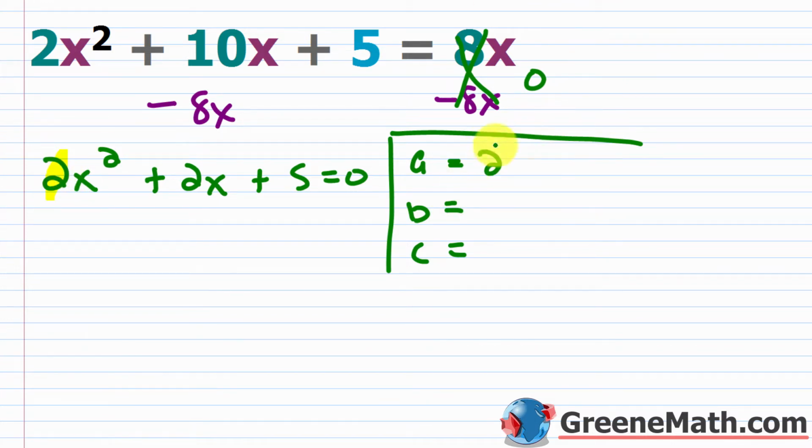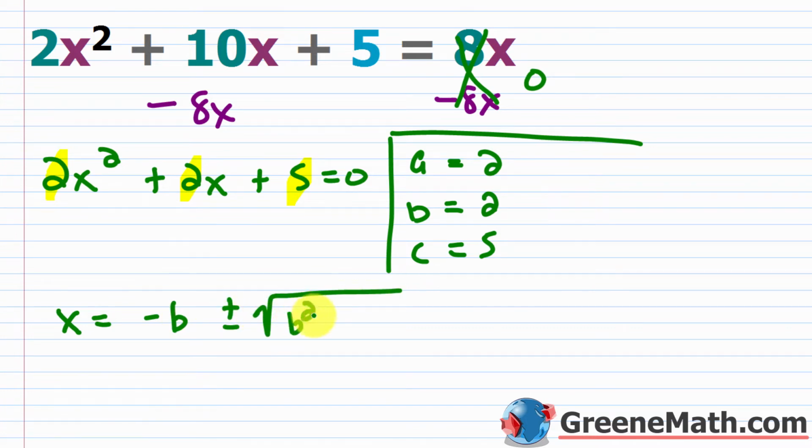And what's b? It's the coefficient for x to the first power, so that's also a 2. And what's c? That's your constant term, so in this case, that's 5. Then you're going to plug in. So x equals, remember, negative b plus or minus the square root of b squared minus 4ac all over 2a. This is something I've memorized throughout the years. If you don't have this committed to memory, it's okay. It's something you can look up quickly.